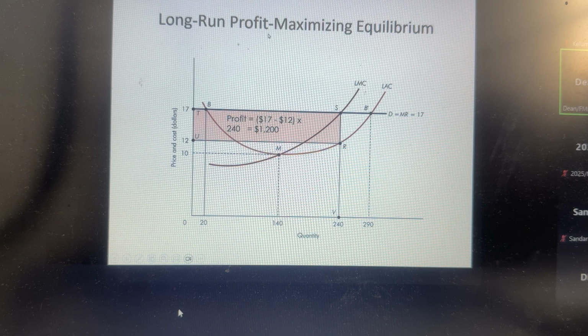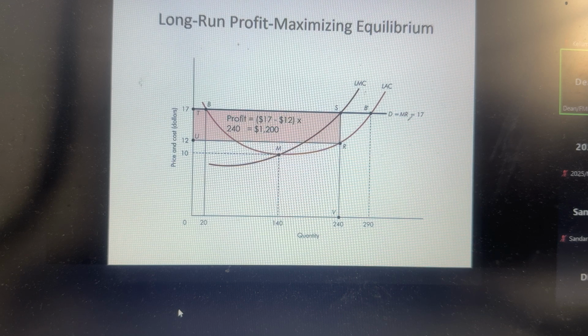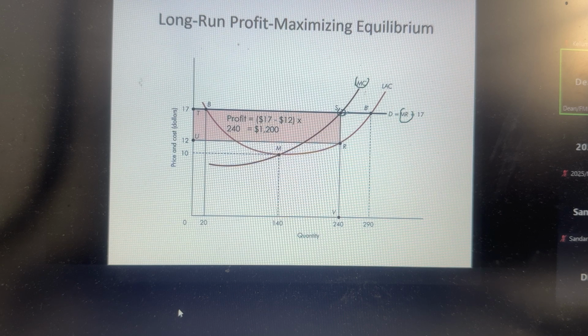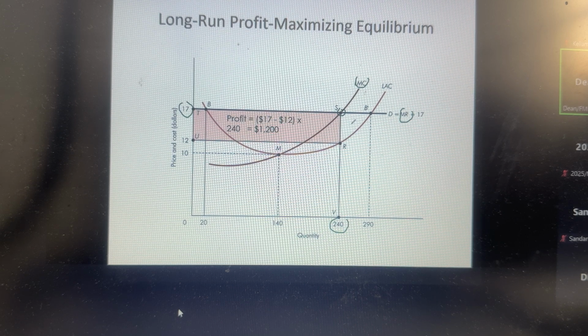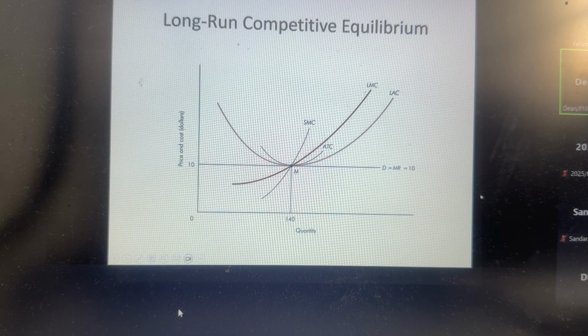So long run profit maximizing equilibrium means, again, no matter whether it is short run or long run, you take the output decision at MR MC equality. This is the equality point. So the price is 17, quantity is 240. So you will make the long run cost at point R. Therefore, this shaded area is your total profit. This is how you can understand the profit by graph.